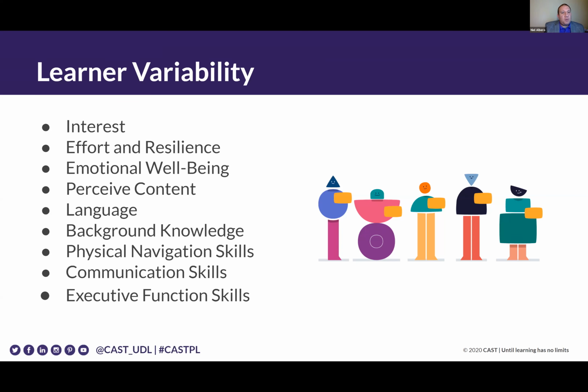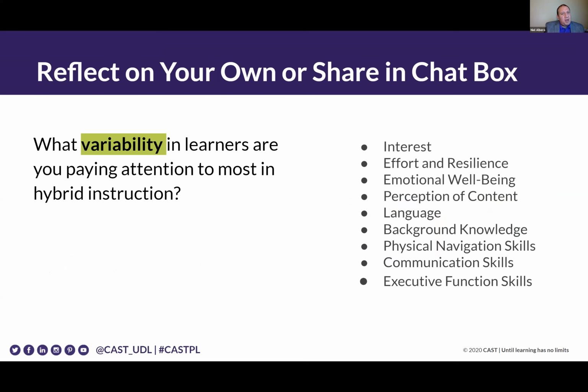So we want to just ask you, what variability in learners are you paying attention to most right now in your hybrid instruction? Which of these dimensions, which of these ways that learners differ is most resonating with you? Maybe what's been the hardest for you to address, or maybe what have you not focused on that you might want to?